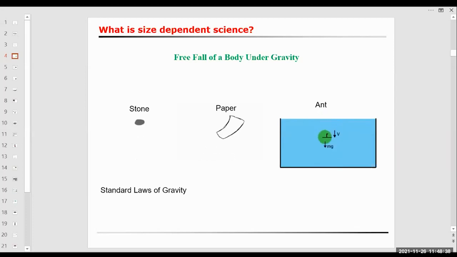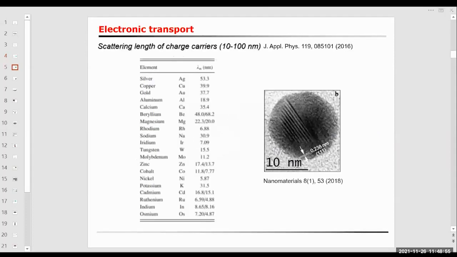So if you see here, the moment the size changed, even when the problem is the fall of a body under gravity, if the size changes, your observation changes, and the reasoning behind the observation changes. Okay, now that we have established the correlation between science and observation and the reasoning behind the observation, let us try to understand nanotechnology and nanoscience.